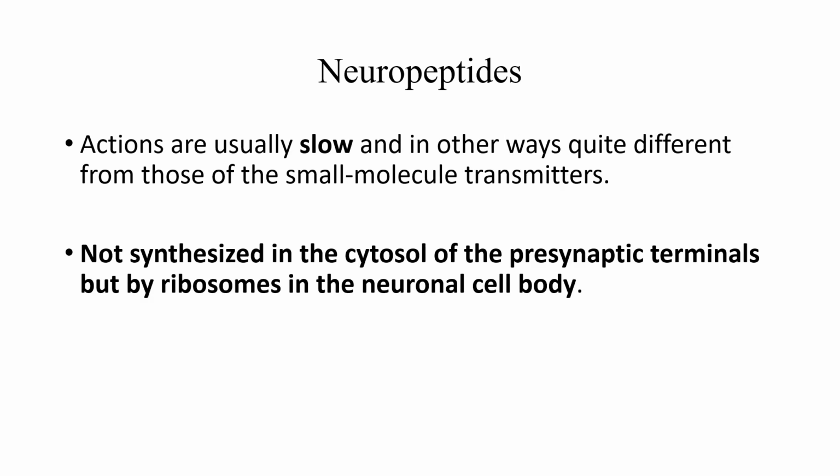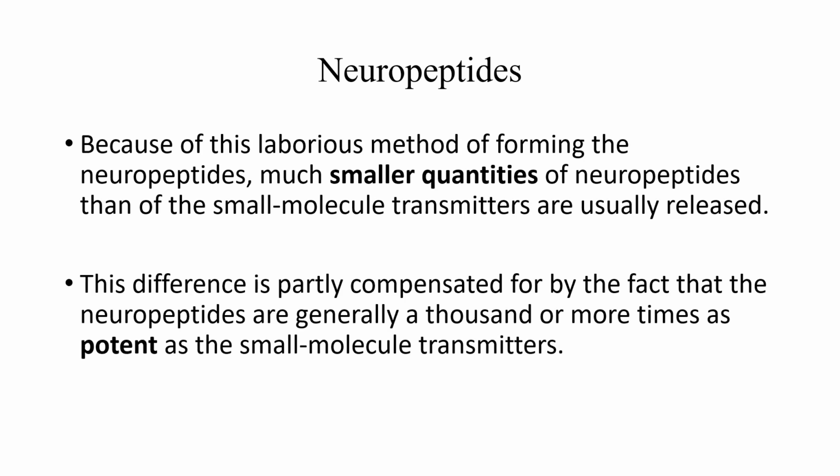Now, the other type of neurotransmitters is the neuropeptides. Neuropeptides have a slower type of action because they mainly act on the metabotropic receptors and second messenger pathways. The synthesis of neuropeptides also is not in the presynaptic terminal, but in the neuronal cell body or the soma. So it's synthesized by ribosomes, then packaged by the Golgi apparatus and endoplasmic reticulum. Because of their complex synthesis, there is a smaller quantity of neuropeptides present in these presynaptic neurons. However, they are more potent than small molecule transmitters.